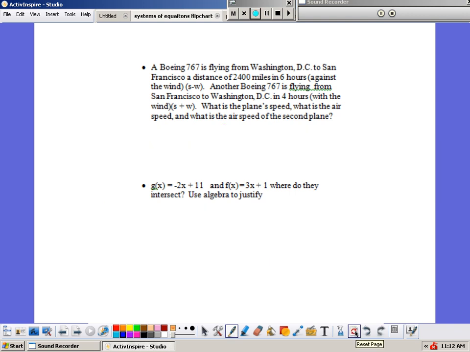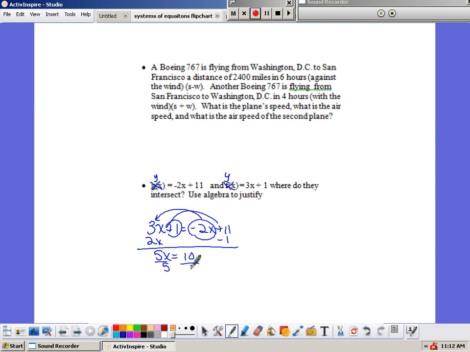G of x equals negative 2x plus 11. F of x equals 3x plus 1. Where do they intersect? Well, remember, g of x is the same thing as saying y, and f of x is y. So I can either graph these or I can do equal value. I'm going to do equal value. Normally, if I have a choice, I do equal value just so that I don't have to waste the time and graph it and then find out it doesn't cross at a corner. So x is 2. I'm going to take that and plug that back in. 3 times 2 plus 1. 6 plus 1. Y is 7. So where's it cross? 2, 7.